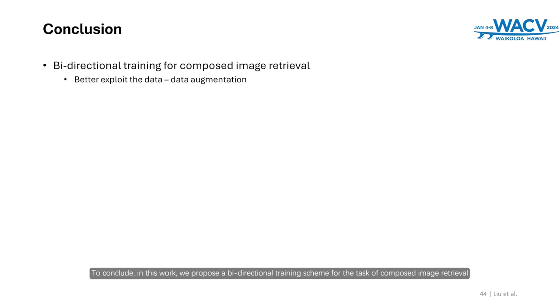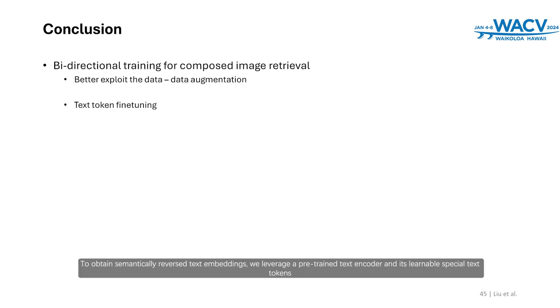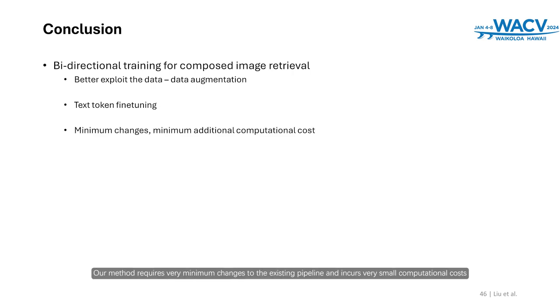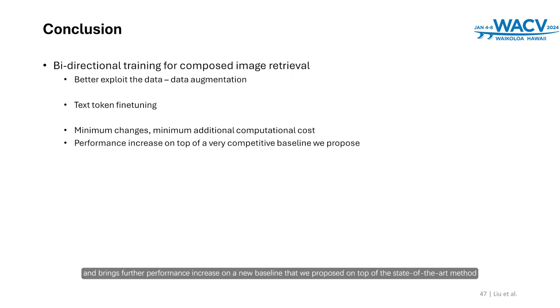To conclude, in this work, we propose a bidirectional training scheme for the task of composed image retrieval, which aims at better exploiting the data we have. To obtain semantically reversed text embeddings, we leverage a pre-trained text encoder and its learnable special text tokens. Our method requires very minimum changes to the existing pipeline and incurs very small computational costs, and brings further performance increase on the new baseline that we proposed on top of a state-of-the-art method.